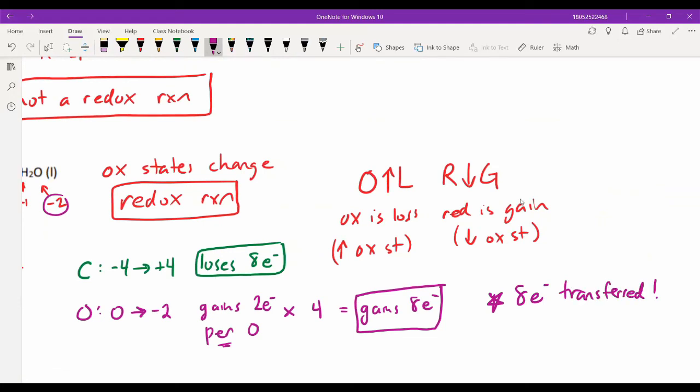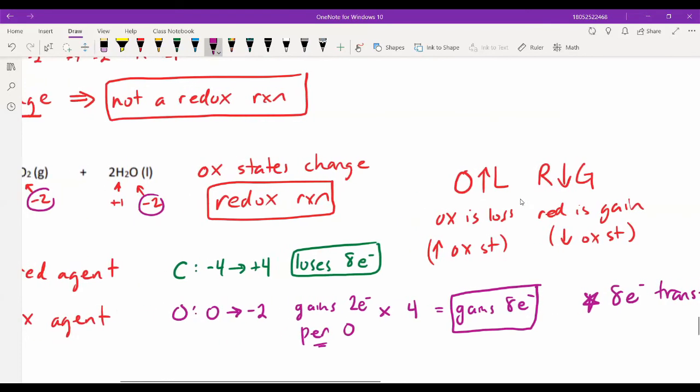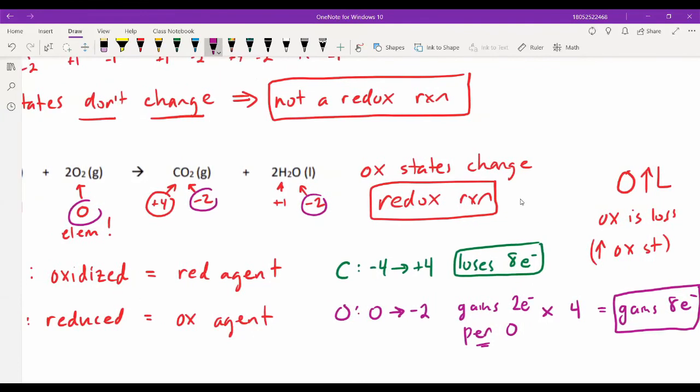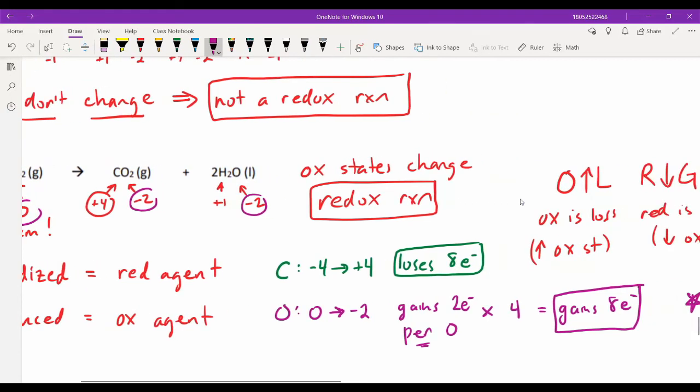The same number has to be lost and gained. Okay, so if you find an element there's only one of in the reaction that's changing, that's the easier way. If you find the other one, you have to then multiply by how many, like, each oxygen gains 2. There's actually 4 O's in the reaction. That'll give you the total.